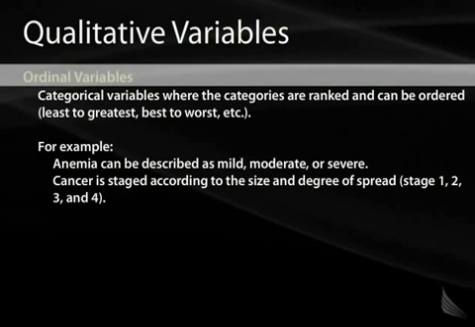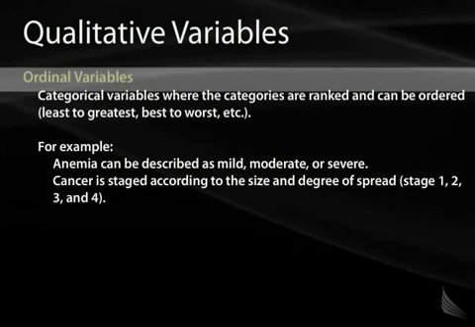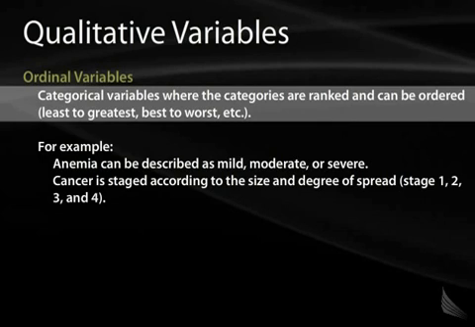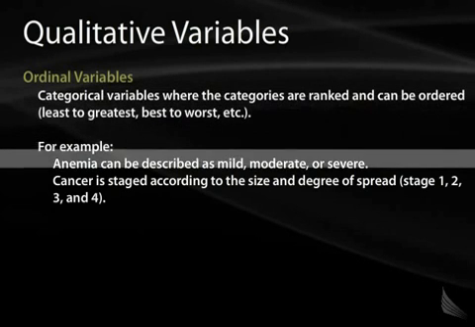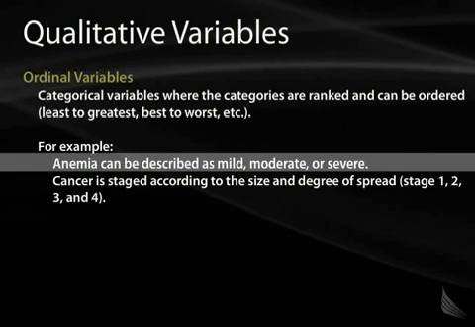In contrast, ordinal variables are also categorical, but they can be ranked and ordered, for example, least to greatest, best to worst, etc. So for example, anemia can be subdivided into various categories: mild, moderate, or severe. And here there is a natural ordering to these, and one would plot these on a graph as mild, followed by moderate, followed by severe, or potentially in the reverse order, but one wouldn't plot moderate followed by mild followed by severe, at least not typically.